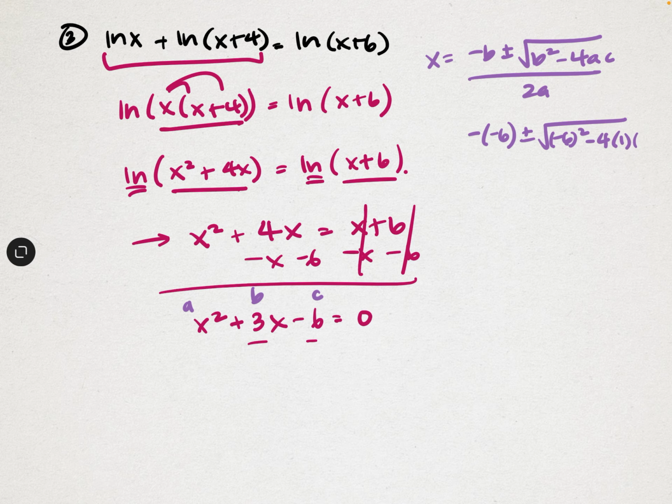I'm using the wrong numbers here. Geez, b is 3, I just said it. Okay, so let's redo this. Okay, so negative 3 plus or minus square root of 3 squared minus 4 times 1 times negative 6 over 2 times 1.